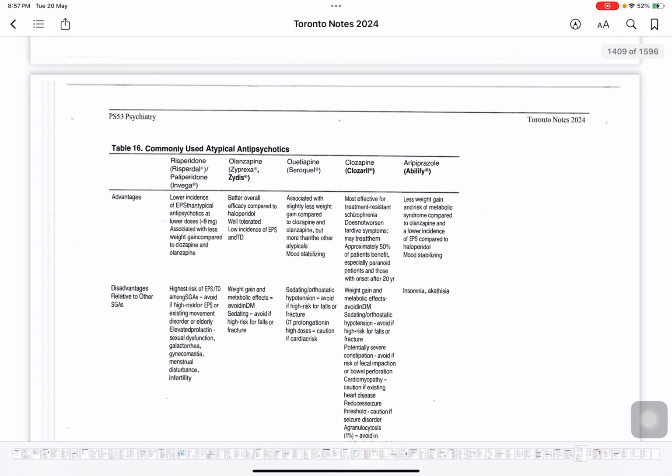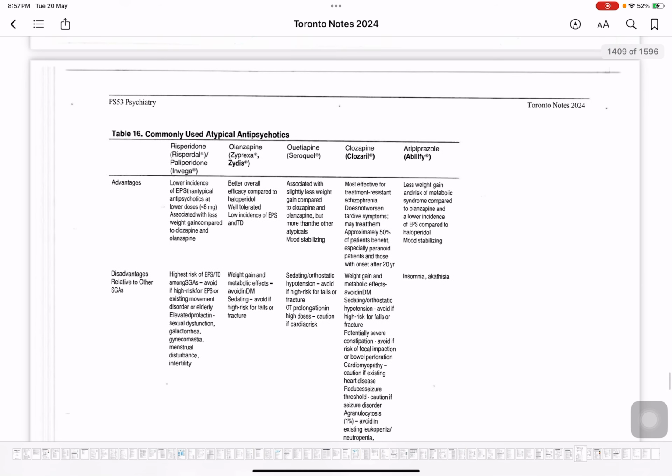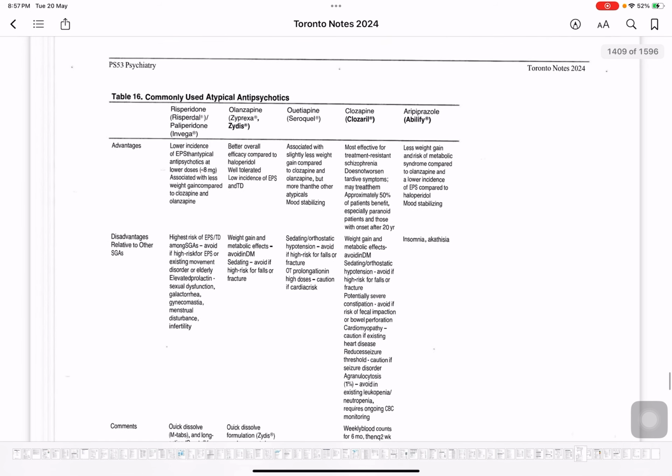Risperidone is an atypical antipsychotic, the most potent one. It has a lower incidence of EPS than typical antipsychotics at a lower dose, less than 8 milligrams, and is associated with less weight gain compared to olanzapine and clozapine. So risperidone is a good drug of choice. It has low side effects, including low GI side effects, which are more associated with olanzapine and clozapine. Disadvantage: highest risk of EPS and TD among the atypicals, and small for gestational age.